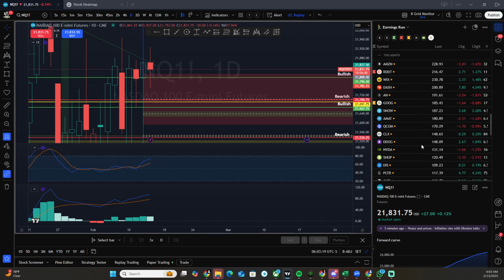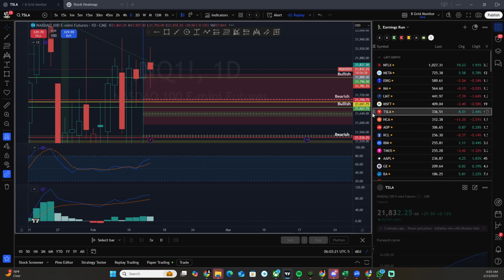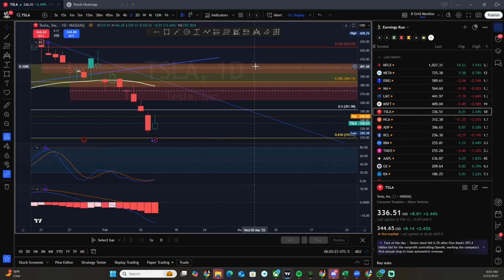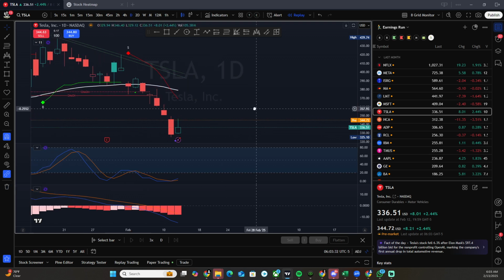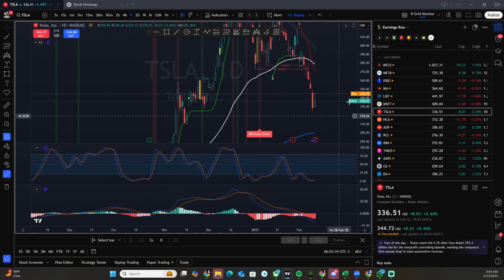First one I'm going to talk about, well, actually, let's talk about this one. Tesla. Tesla was a bit of a jerk. Ooh, and then it recovered. Oh my God, they're such jerks over there. They are such jerks. Let's get rid of these drawings and look at this as objectively as possible.